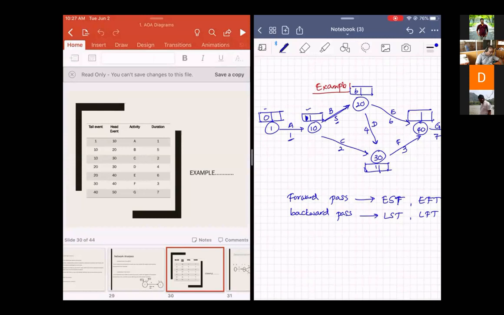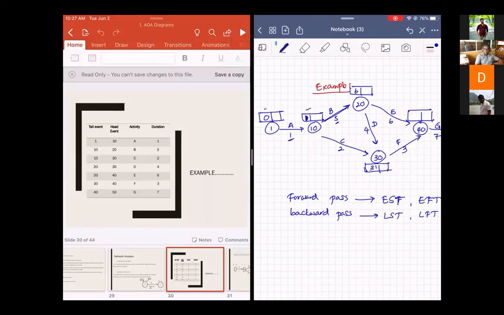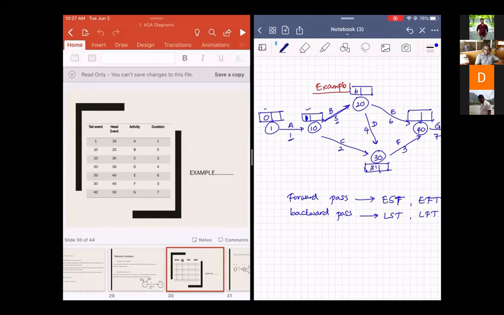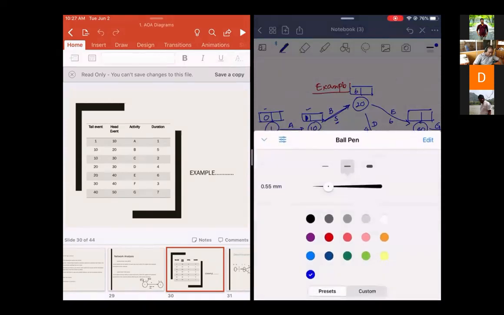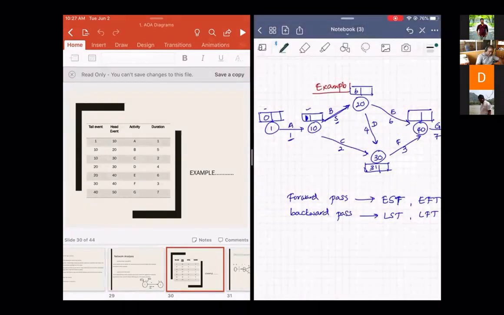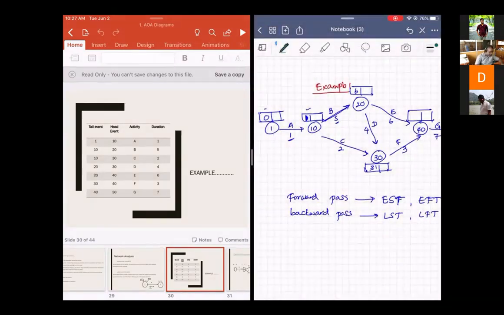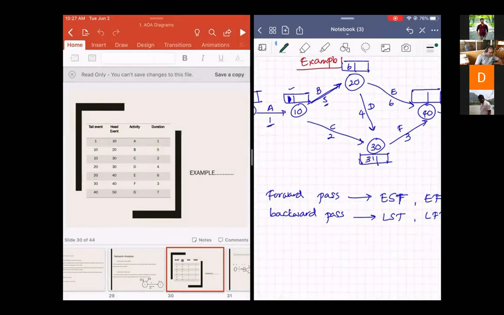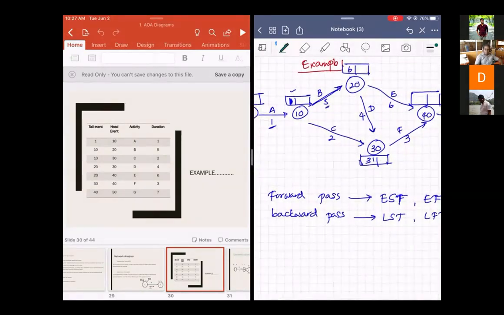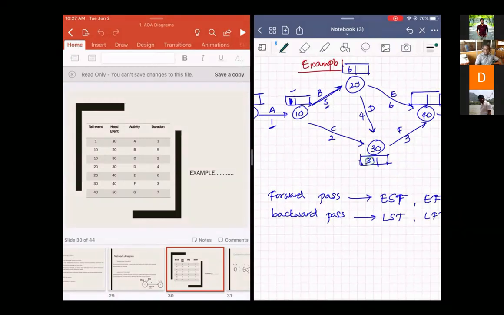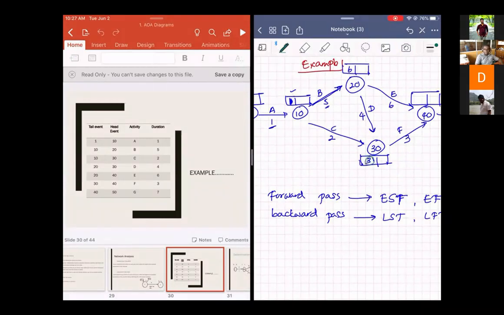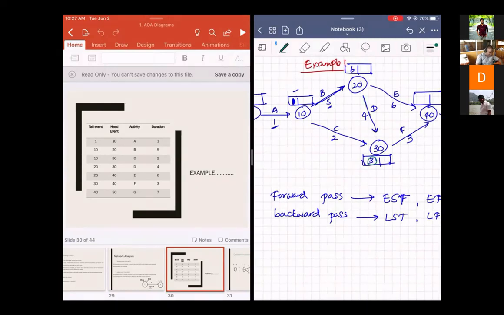Same way, 1 plus 2 is 3. Let us select another color. Ideally, this should be the case, but there's an issue here. There's another arrow like this.